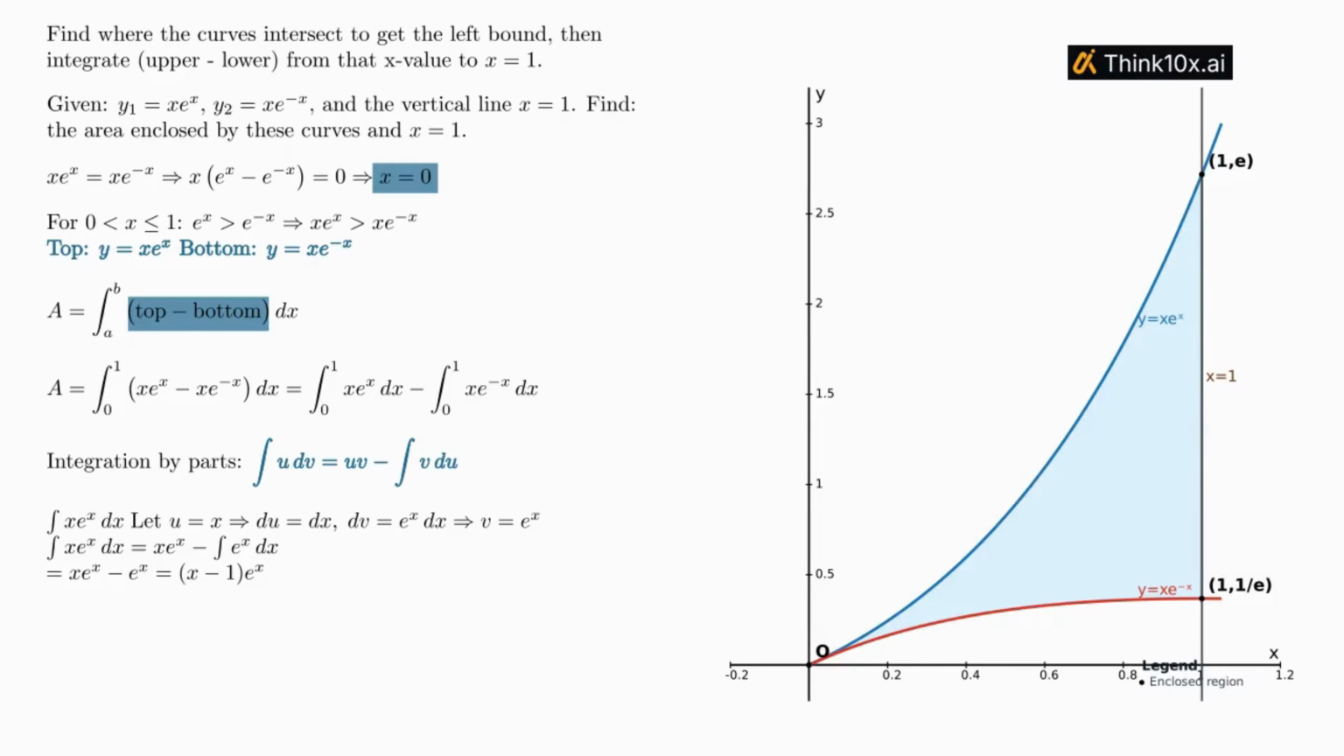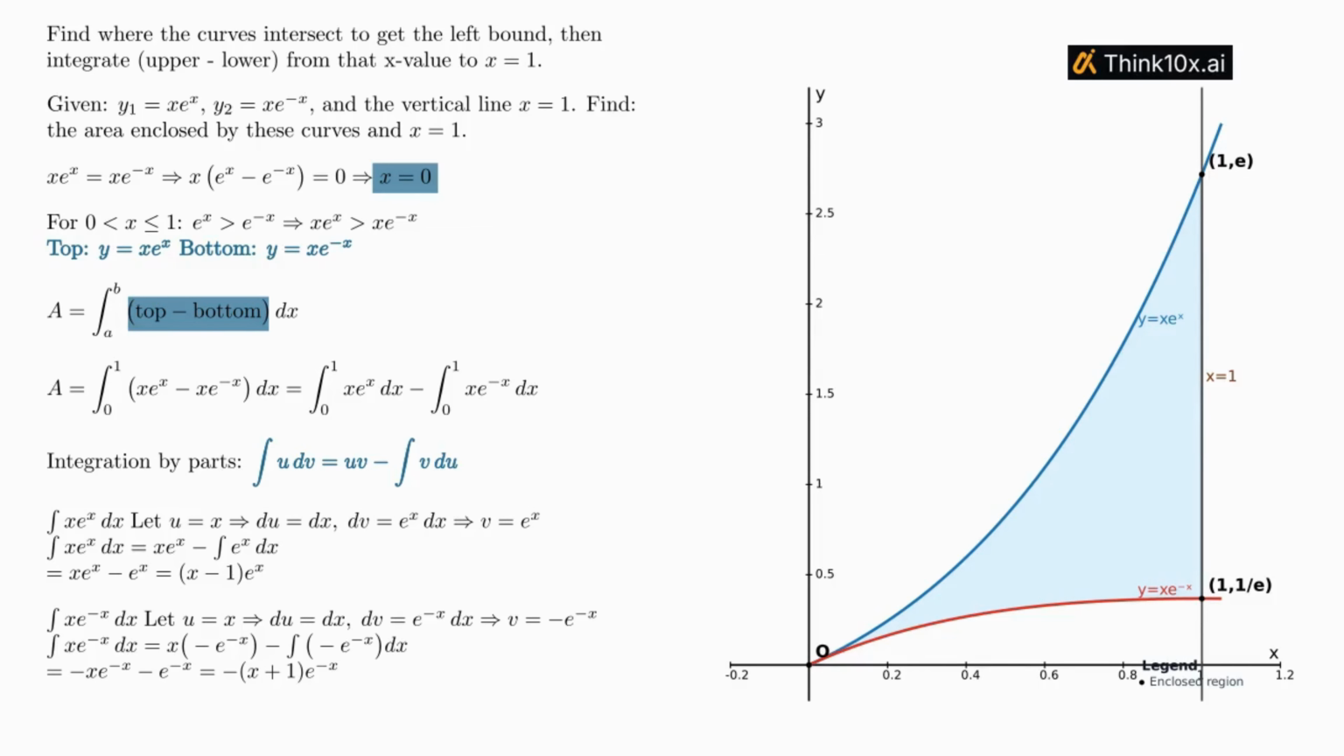After applying the rule, the remaining integral becomes just e to the x, which is straightforward to finish. Now, we do the same for x times e to the negative x. We again pick u equals x, so it simplifies when differentiated. And we integrate e to the negative x to get negative e to the negative x. Applying integration by parts gives an antiderivative we can use for the definite integral from 0 to 1.